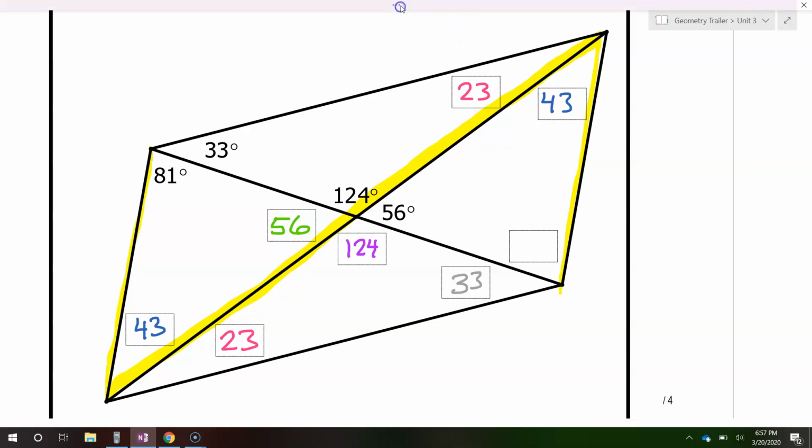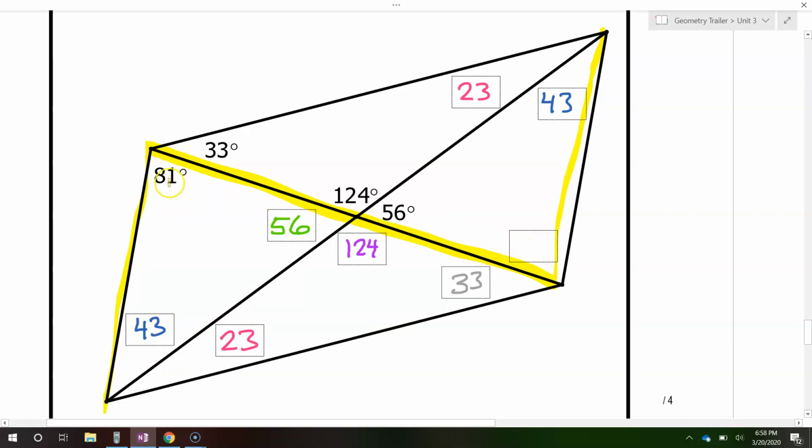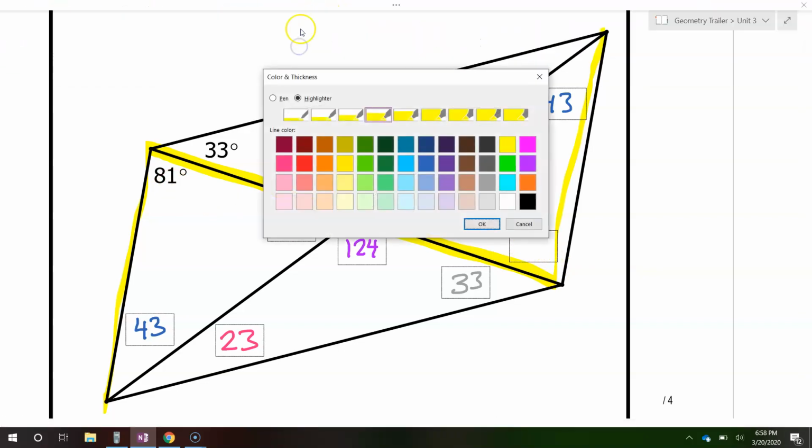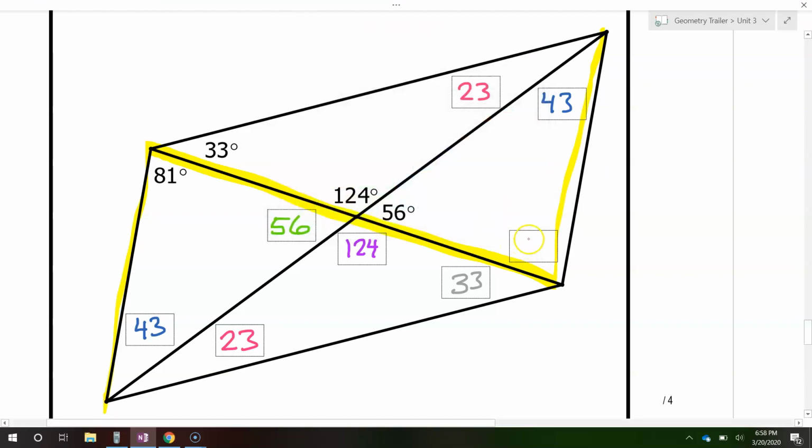Okay, I think we can do that again to find the final angle. So I'm going to now make a Z around this angle right here that I'm looking for. All right, so I put that missing angle in the corner, and then I complete the Z, and I see that those two should both be 81. So that is going to be an 81. And that's it. We found them all.